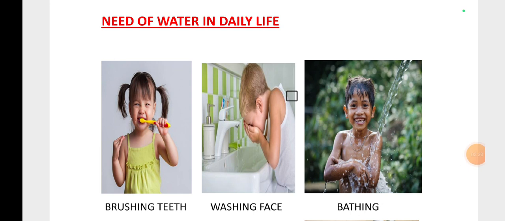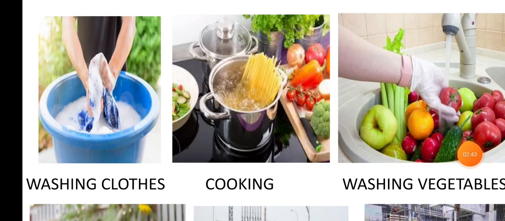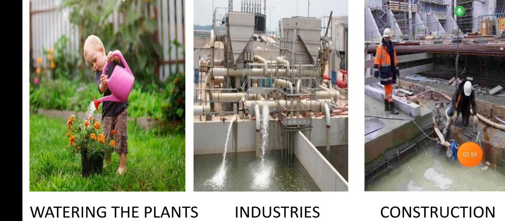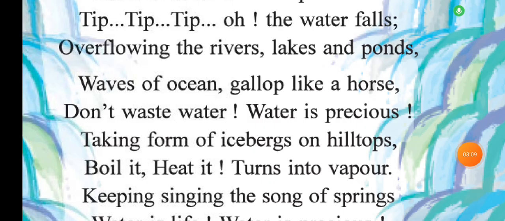Besides this, we need water in daily life for the following things like brushing teeth, washing face, bathing. Then we need water for washing clothes and utensils, for cooking, for washing vegetables and fruit, and for watering the plants. We need it for industries and also construction sites. Okay, so that's why the poet is saying that water is life and water is precious. We need water for different activities and only 3% of water is drinkable.